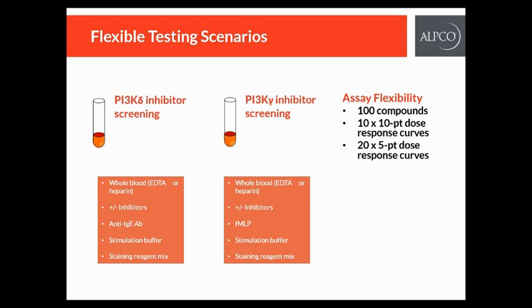The other scenario can be 10-point dose response curves or 25-point dose response curves. So you can really hone in on what the IC50 of these compounds is, as well as do the upfront screening to determine which compounds are the best candidates to proceed forward with for testing.